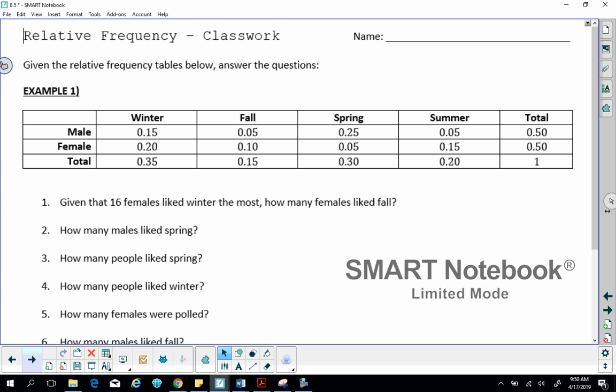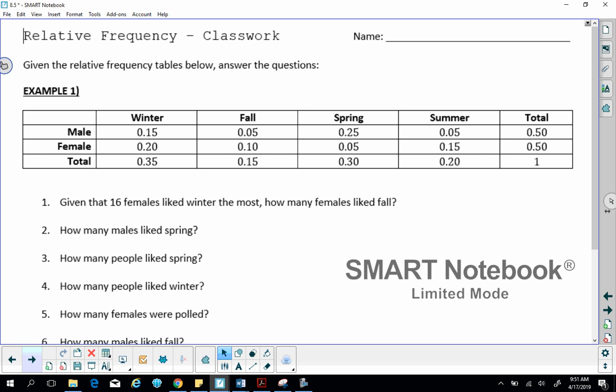Does anyone for any reason need that packet? Like you forgot to grab it. This packet right here, two-way frequency tables. Did anyone forget to grab it? Raise your hand if you did. Does anyone else need this? No? I know, it's a lot of papers, but remember, we're going really quickly.